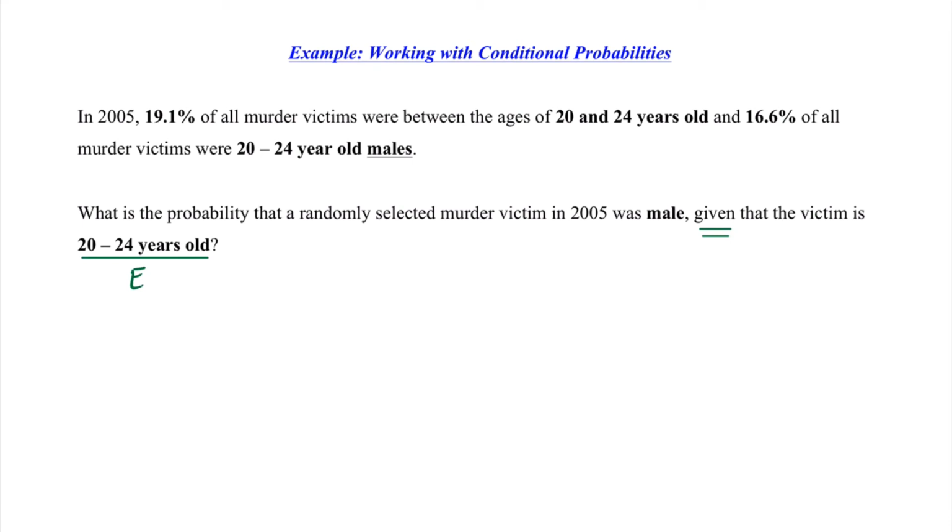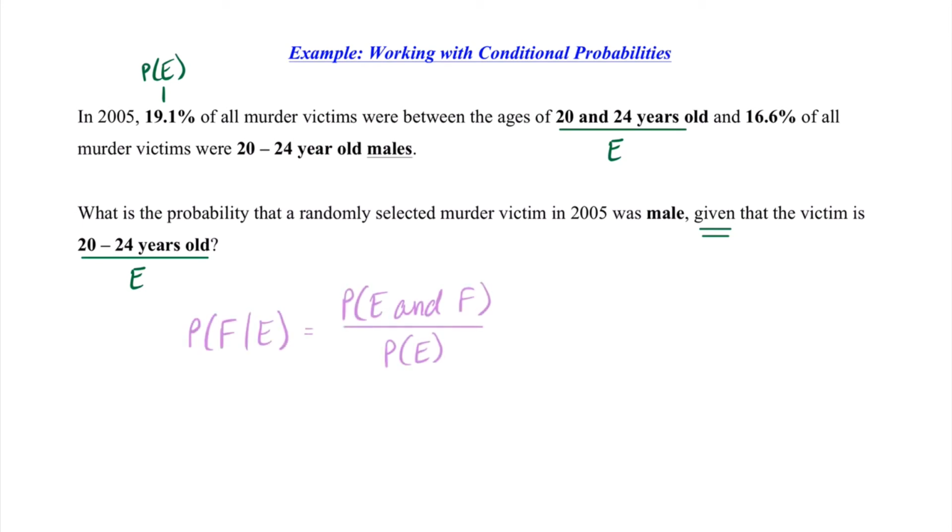Going back to the first sentence, that means we know the age aspect is event E, and that also lets us know that the 19.1% would be the probability of E, because it tells us that 19.1% of all murder victims, out of everyone, that is, the full population of murder victims, were between the ages of 20 and 24. Right now we're trying to find the probability of F given E, which means we can use our formula to find that probability.